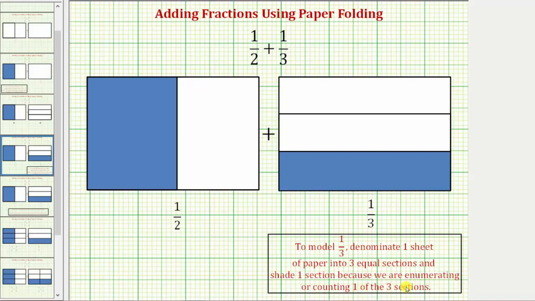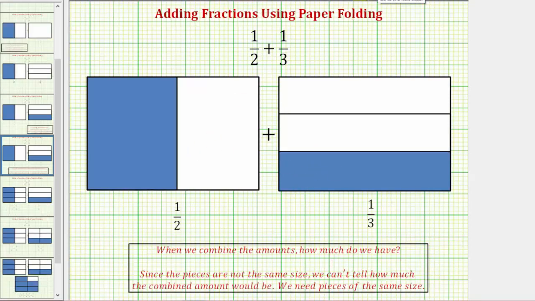Now remember, our goal here is to add these two fractions, which means we want to combine these two amounts. But notice how, because the pieces are not the same size, we cannot tell how much the combined amount would be. We need to have pieces of the same size. To make pieces of the same size, we'll take the model for 1/2 and make two folds horizontally, just like we did to model the fraction 1/3.